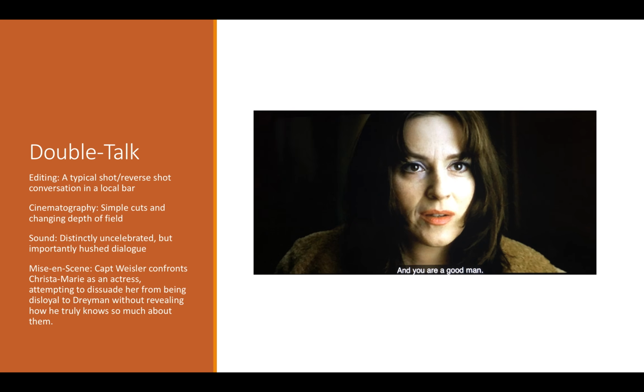Now, the other piece of double talk that was noted was later on in the movie when Dreyman identifies her as his guardian angel, when in fact Weisler is his guardian angel in a twisted way, that he is the secret police, but he's watching his every move and actually protecting him. So great use and setup of the double talk here, and also the capturing of Krista Marie as a character here in the movie.